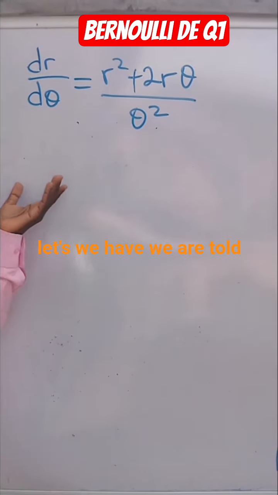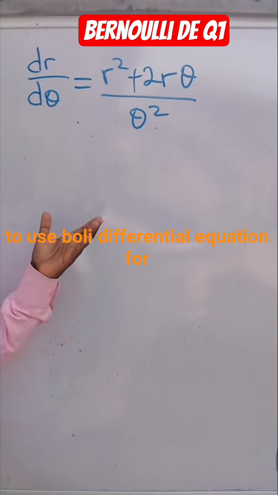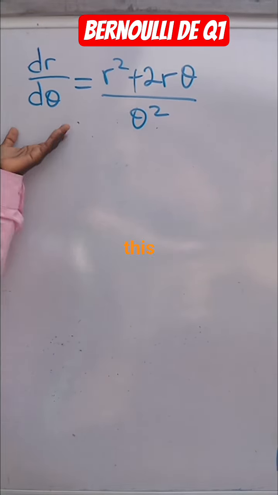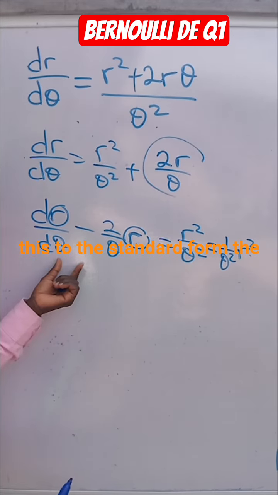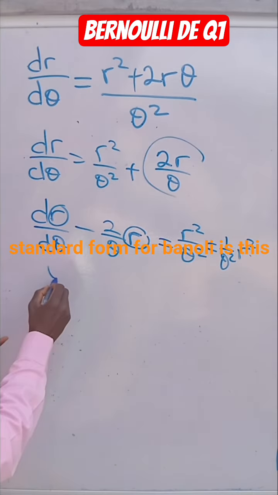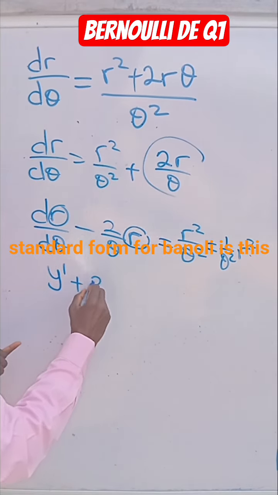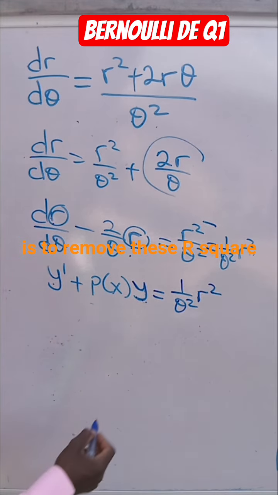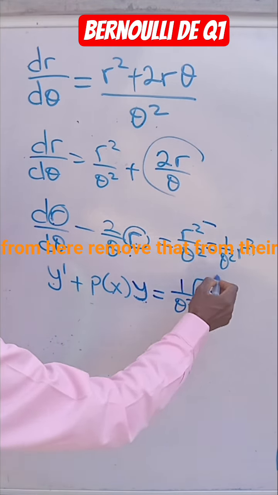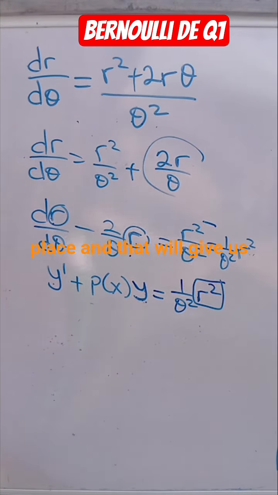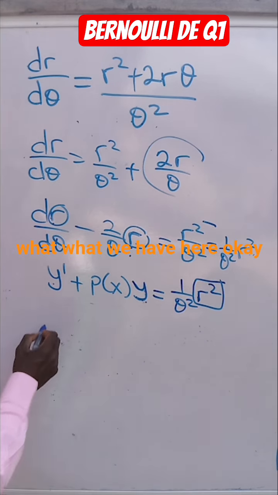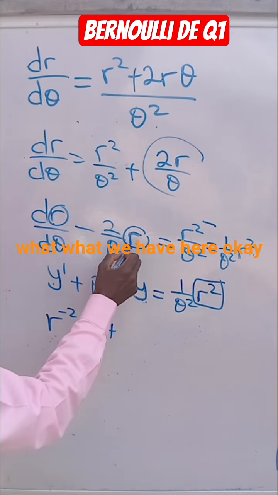We are told to use the Bernoulli differential equation for this. So we can now conform this to the standard form. The standard form for Bernoulli is this. The next thing to do now is to remove this r squared from here, remove that from its place, and that will give us what we have here.